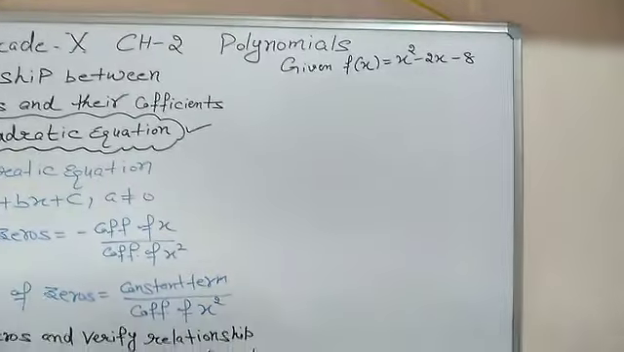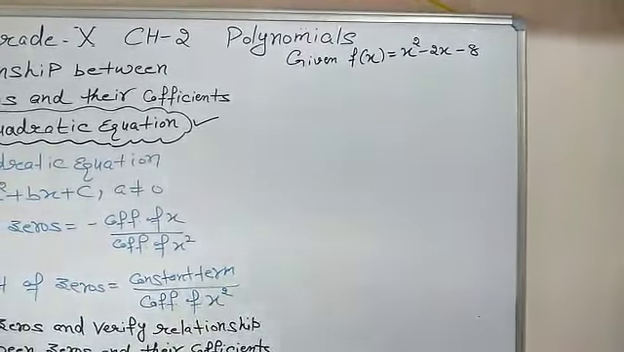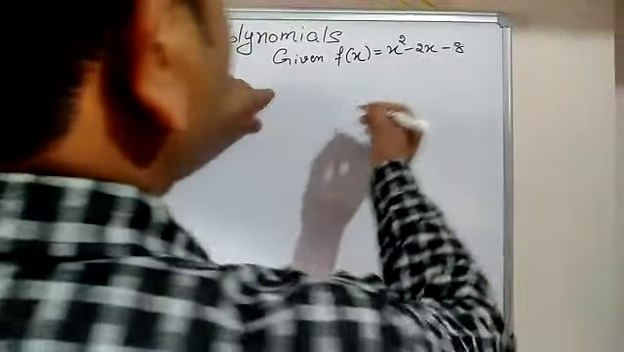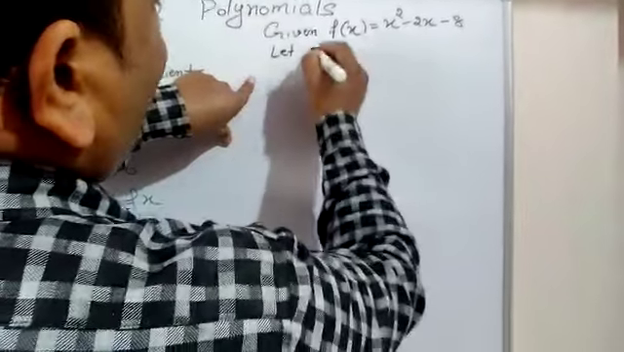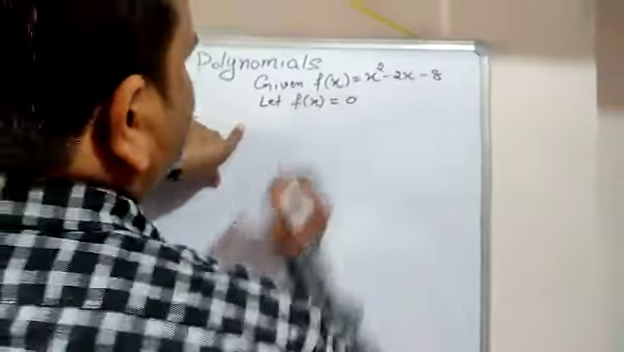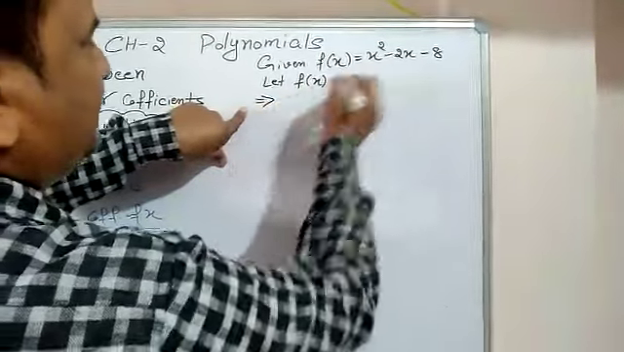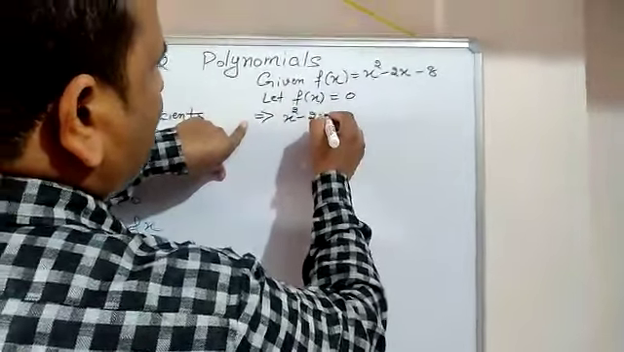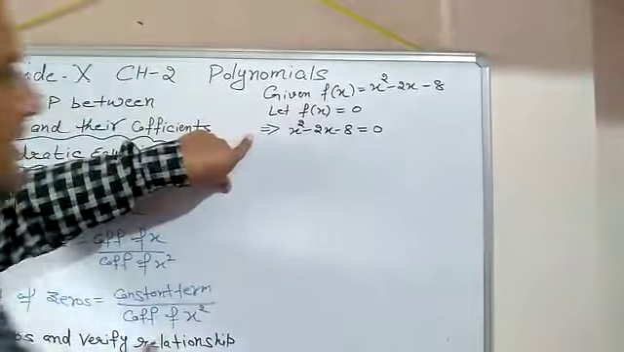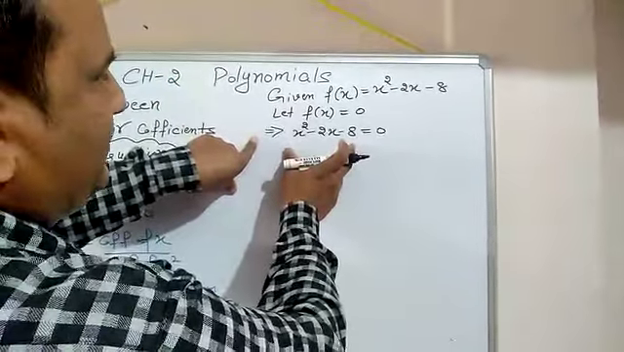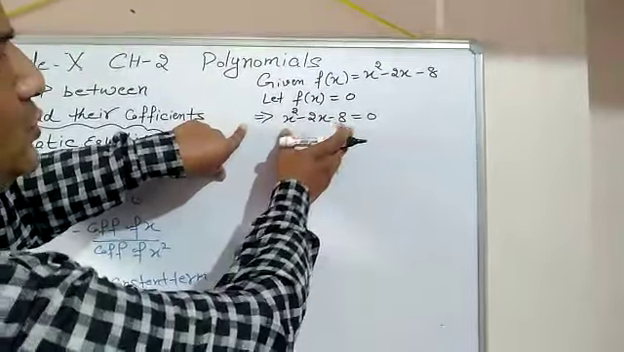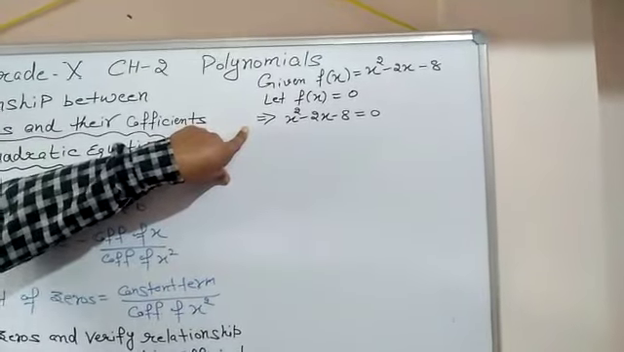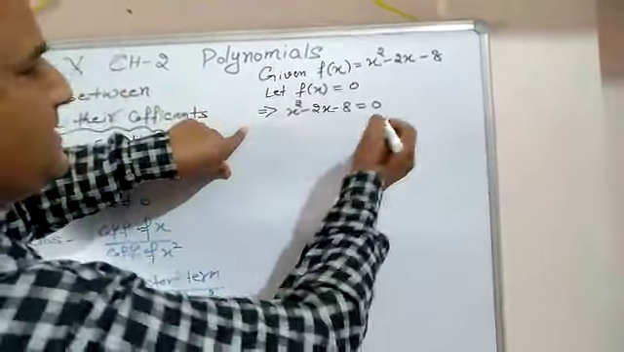Students, it is very necessary to find out your zeros first in order to verify the relationship between zeros and their coefficients. For this, let f of x be equal to 0. It implies x square minus 2x minus 8 is equal to 0. Now this is an equation equal to 0 and we try to find out the zeros, otherwise roots, for this equation, and that we can find with the help of the middle term splitting method.